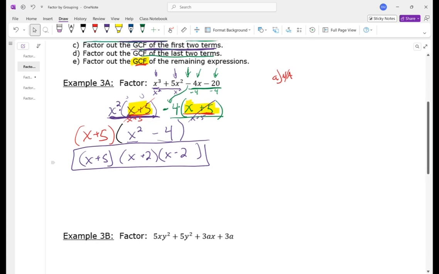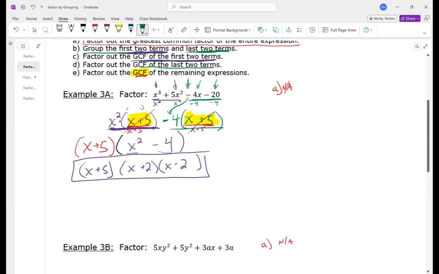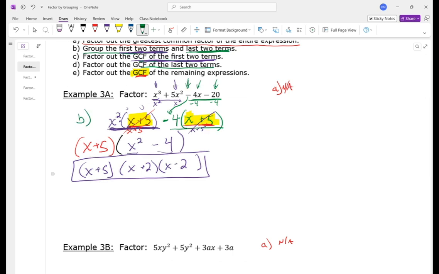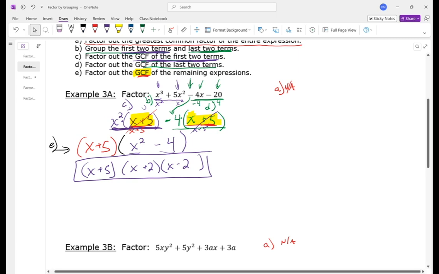So again, we're going to factor out the greatest common factor if there is one. So that was step A. That is not applicable. This was step B when we grouped the two together. Then, well, I guess step B was this right here. And then this was step C. I'll go ahead and put this as purple. And this was step D. And then this right here was step E.